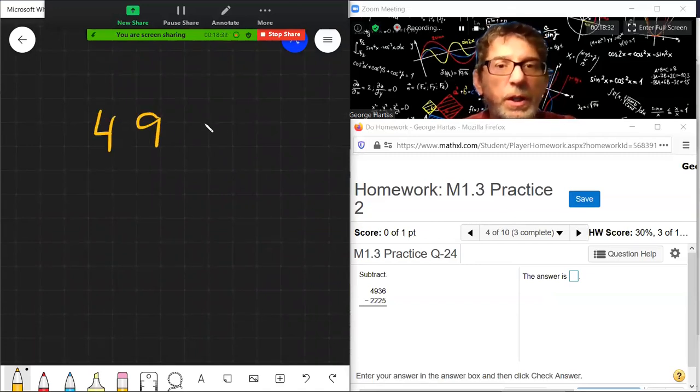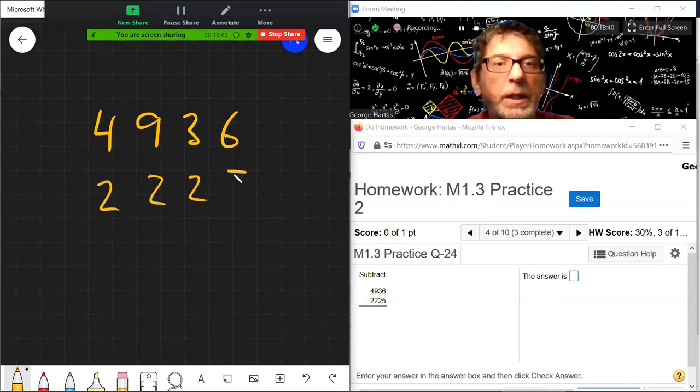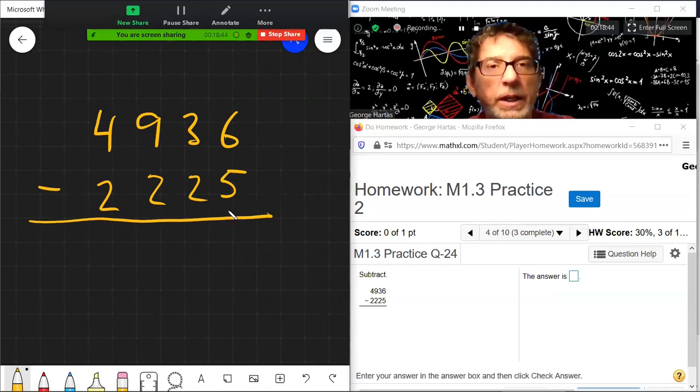A 4-digit number minus another 4-digit number does not matter. It's the same technique. Start from the rightmost side. 6 minus 5 is 1. 3 minus 2 is 1. 9 minus 2 is 7. 4 minus 2 is 2. Okay, so pretty straightforward.